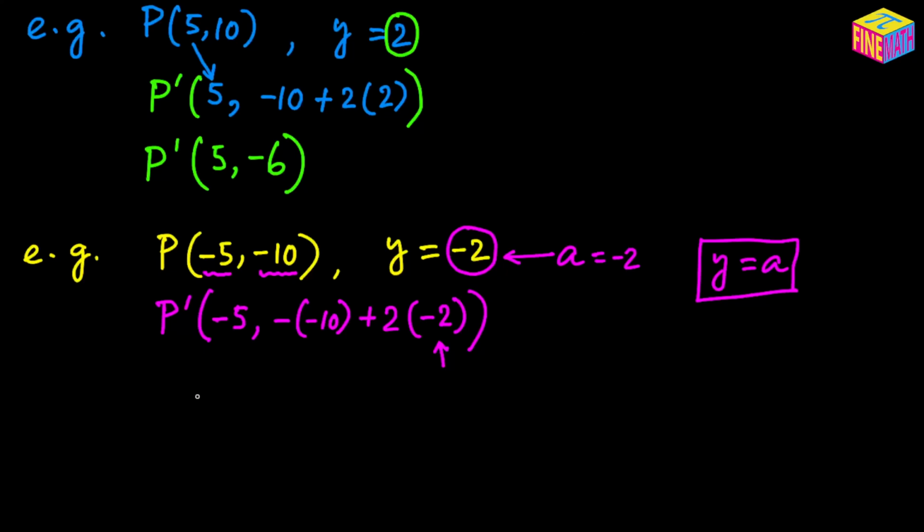From here, if we simplify a little bit, the coordinates of the image would be negative 5 comma, and then this becomes positive 10 and then minus 4, so that would be 6. So the coordinates of the image would be negative 5 comma 6.